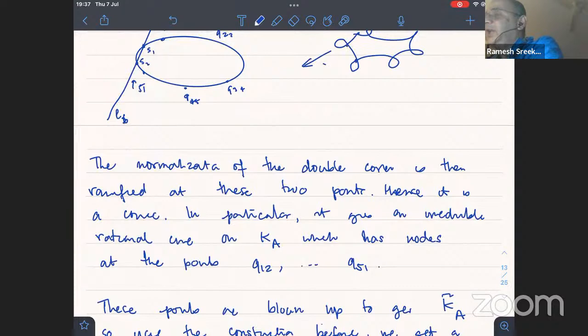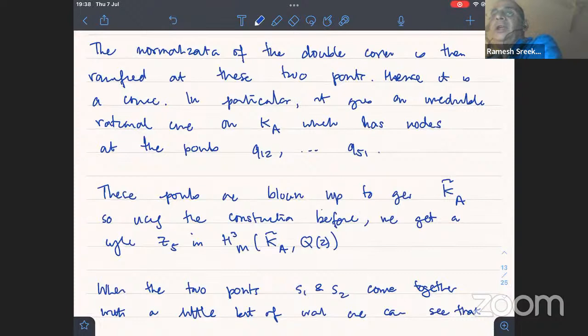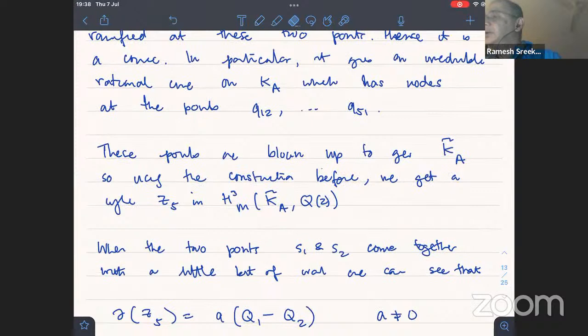Now you're in a situation where when you blow up one of these nodes, you can do the earlier construction because you have a nodal rational curve. You blow it up, you take a function on the strict transform, take the acceptable fiber and you build something there, right? So doing this, you can construct an element which we call Z5, in H3 of K tilde A, Q2.